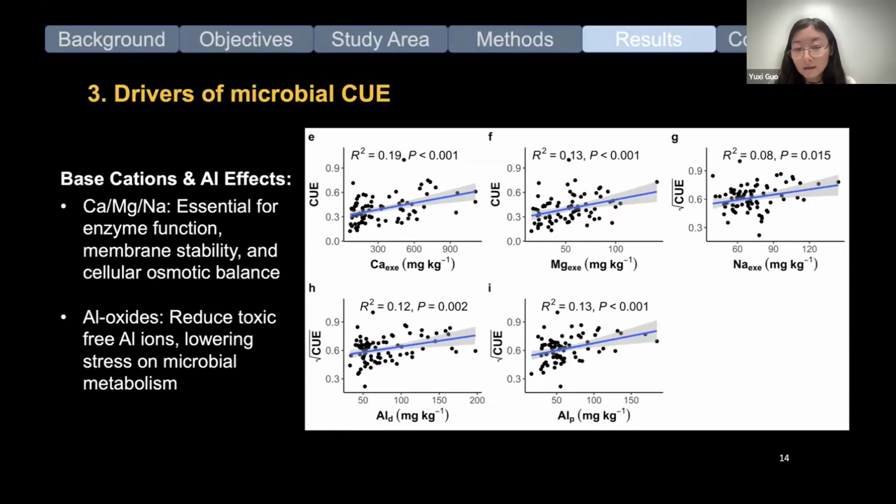This was somewhat unexpected because we originally hypothesized that metal oxides might reduce CUE through the mineral protection of organic matter. Instead, this positive relationship might suggest that the formation of aluminum oxides is reducing the toxicity of free aluminum ions, creating a more favorable condition for microbial growth.